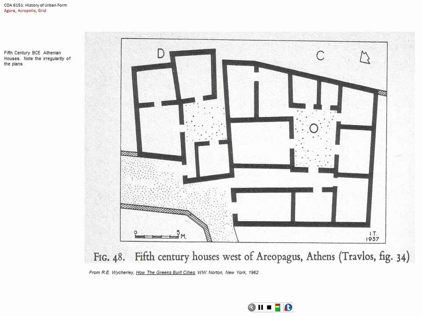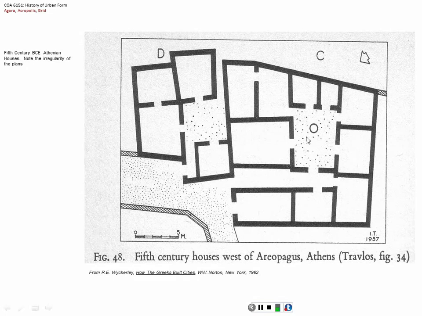So we don't know. And the few places where excavations have occurred and houses have been discovered, they look a little bit like this. These are 5th century houses, 5th century before the Common Era, houses west of the Areopagus in Athens. And we see them built around a courtyard. This ancient building type, not typical of Egypt, but typical of the Eastern Mediterranean, as well as Mesopotamia, and all through what we call today the Middle East, is all built around this courtyard.